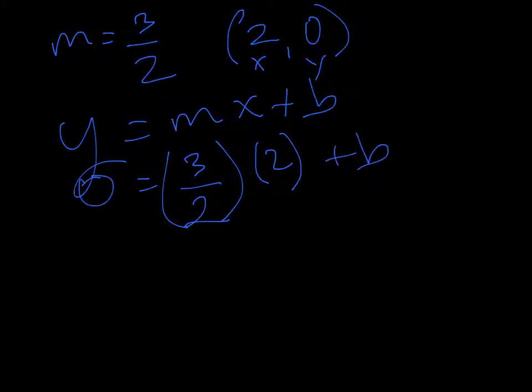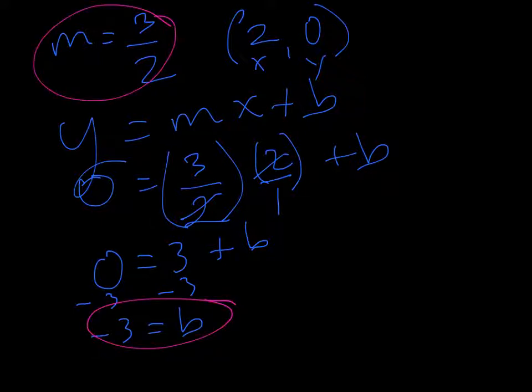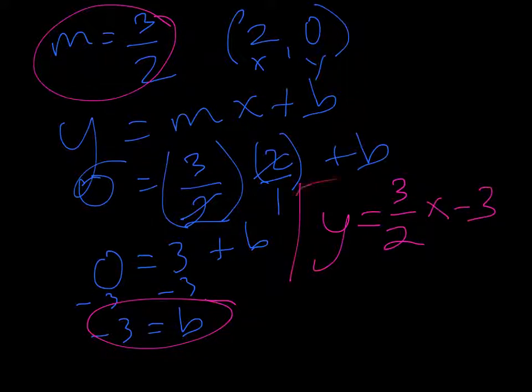So now I'm going to solve for b, right? Well, 3/2 times 2, this is like 2 over 1, so those simplify. So that gives me 0 equals 3 plus b, subtract 3 from both sides, -3 equals b. So now I have -3 equals b and m equals 3/2. So step 3, I just substitute those back in to y equals mx plus b. So I get y equals 3/2 x minus 3. And that is your linear function for those points.